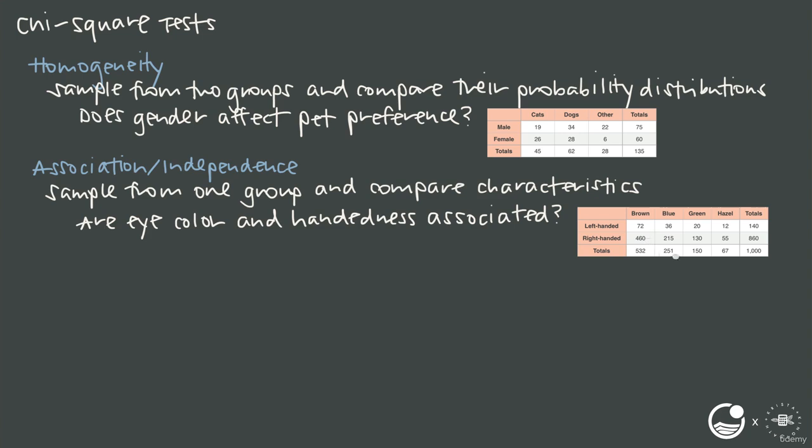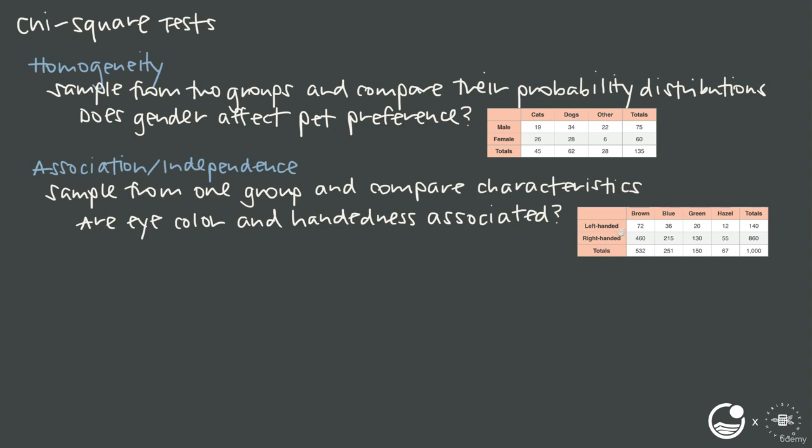So out of our one group, we can see that we have 72 people who are left-handed with brown eyes, 36 people who are left-handed with blue eyes, 130 people who are right-handed with green eyes, etc. So in this kind of test, our null hypothesis would be that eye color and handedness are independent. They're not associated. They have no association. And therefore, the alternative hypothesis would state that eye color and handedness are associated.